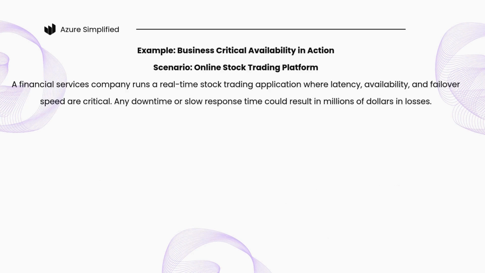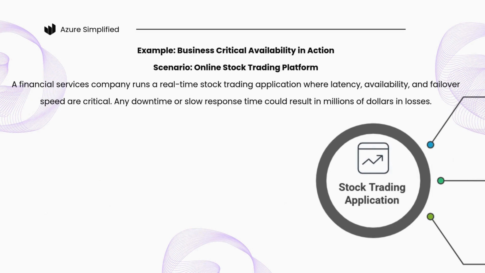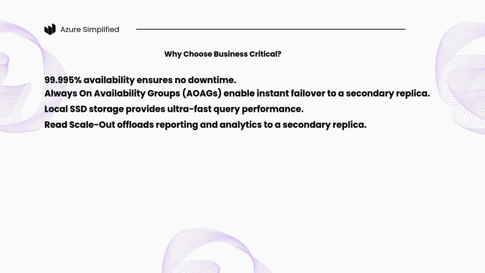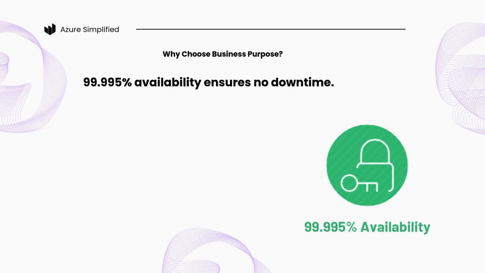Example. Business critical availability in action. Scenario. Online stock trading platform. A financial services company runs a real-time stock trading application where latency, availability, and failover speed are critical. Any downtime or slow response time could result in millions of dollars in losses. Why choose business critical? 99.995% availability ensures no downtime.